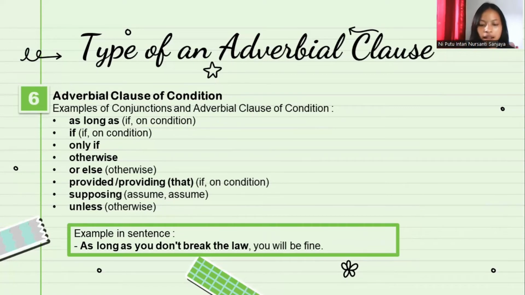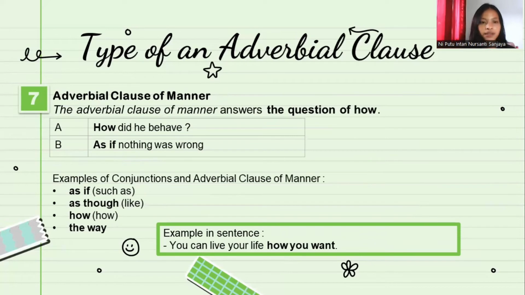So, and the last one is adverbial clause of manner. The adverbial clause of manner answers the question of how. For example, how did he behave? And she answered, as if nothing was wrong. So, as if is the example of conjunction and adverbial clause of manner.